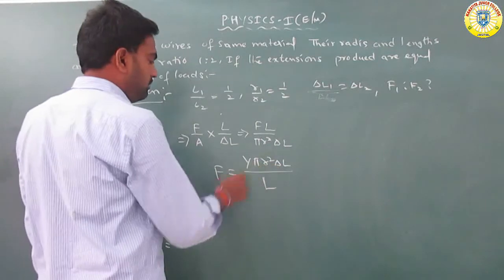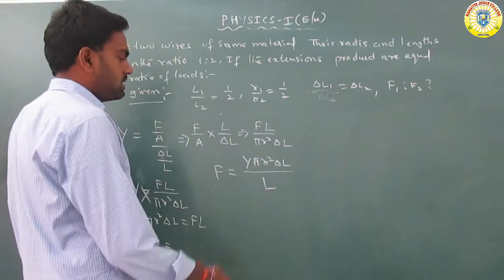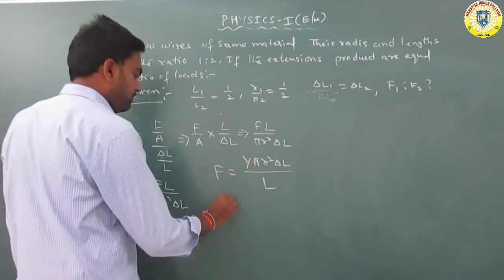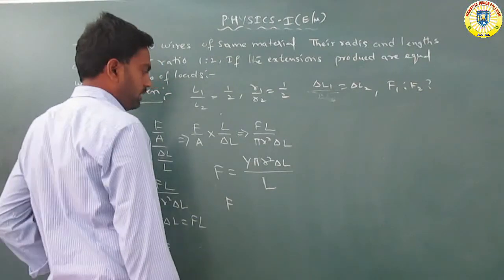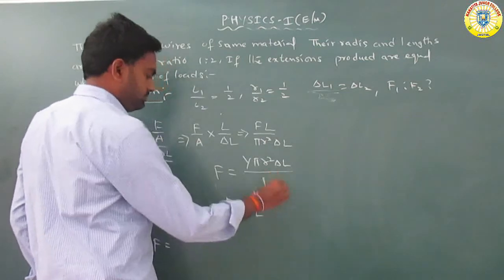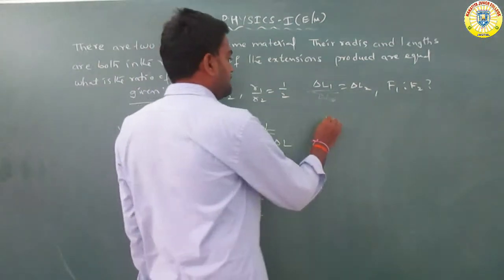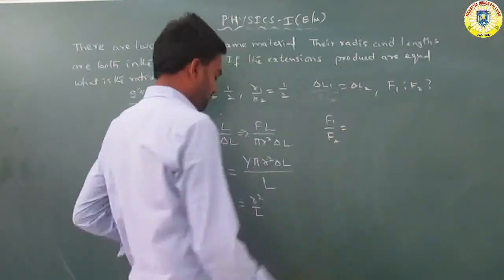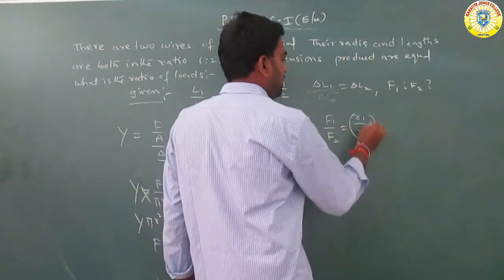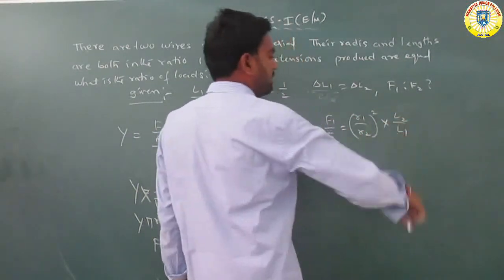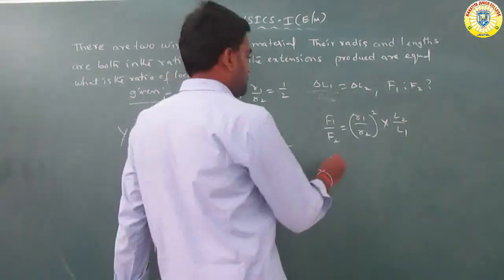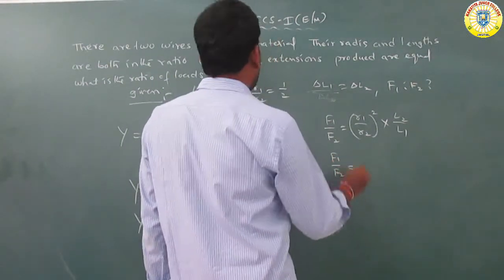So the extensions are equal. Y is a constant, Young's modulus is the same because it is the same material, constant. So the remaining equation: F is proportional to R square by L. So in the case of F1 by F2, F1 by F2 is equal to R1 by R2 whole squared into L2 by L1, as given.